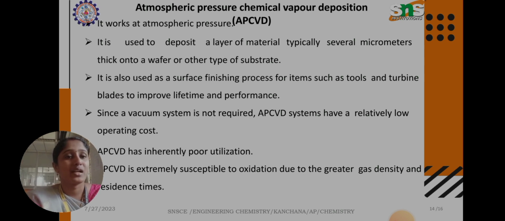atmospheric pressure chemical vapor deposition systems have a relatively low operating cost. It has inherently poor utilization. It is extremely susceptible to oxidation due to greater mass density and residence times.